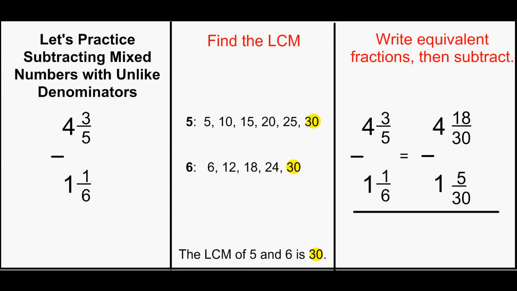As before, we're going to begin by subtracting our numerators. 18 minus 5 is 13. Our denominator stays the same, 30. Now we subtract the whole numbers. 4 minus 1 is 3. Our answer is 3 and 13/30.